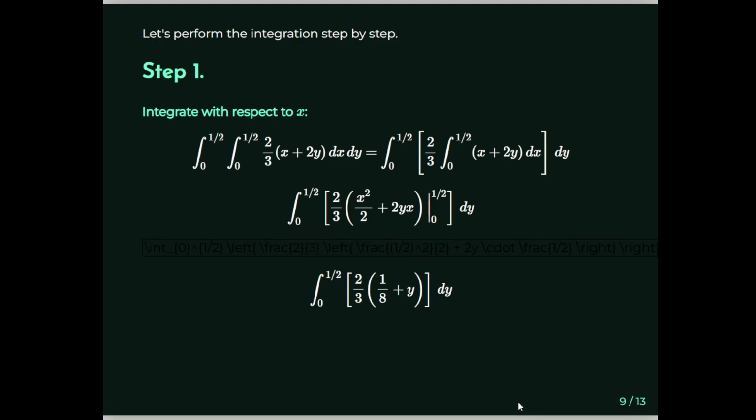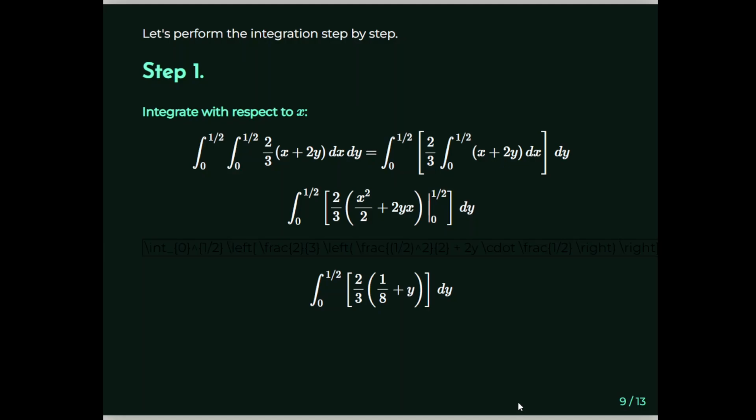So essentially what we're going to do here is just pick out the internal integral: the integral of 2/3 times x plus 2y dx. We're going to move that 2/3 out to the left-hand side of the interior integral. So we are integrating x plus 2y dx, which gives x squared over 2 plus 2yx. Our limits of integration for the definite integral are 0 to 1/2.